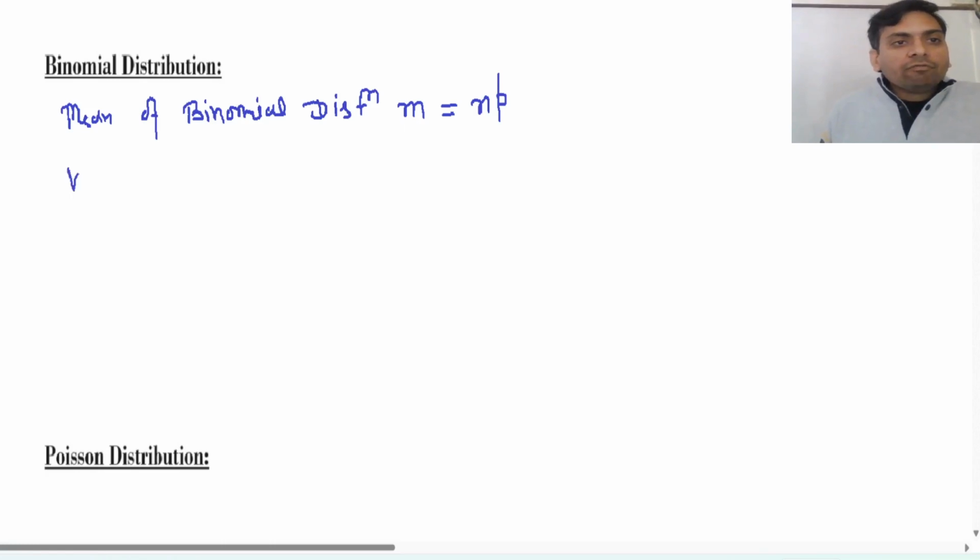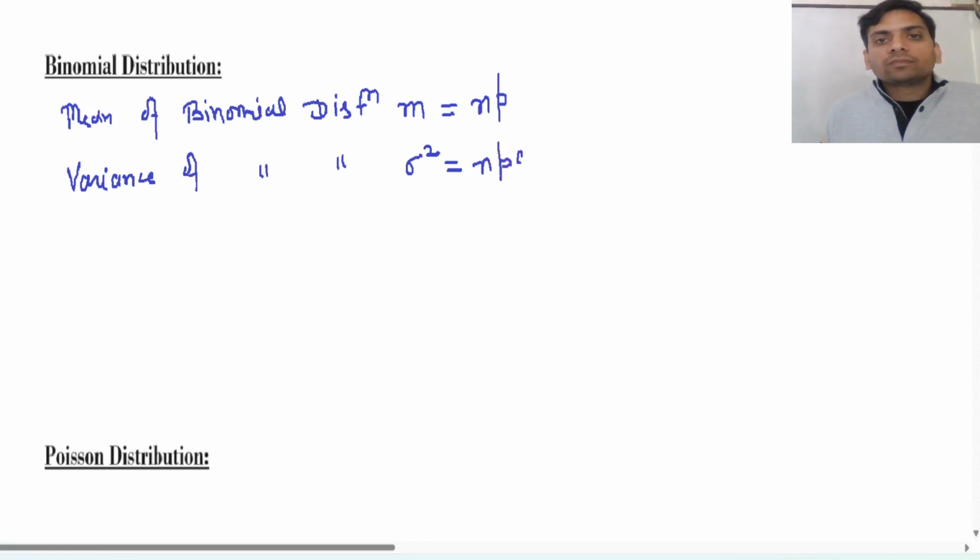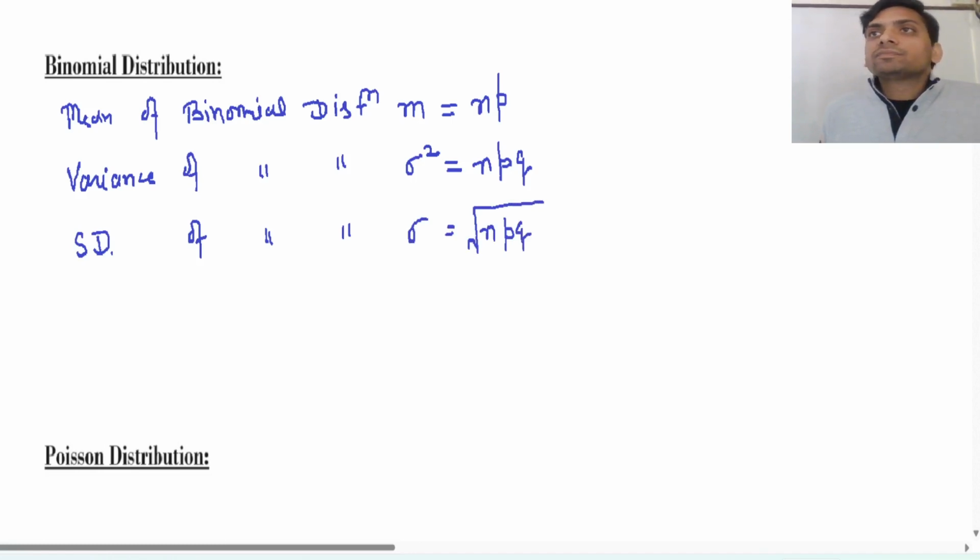And variance of binomial distribution. Variance is denoted by sigma square, and formula for variance of binomial distribution is NPQ. Clear? And you can find standard deviation also. Standard deviation of binomial distribution is denoted by sigma, and sigma is equal to under root NPQ, because standard deviation is the under root of variance.